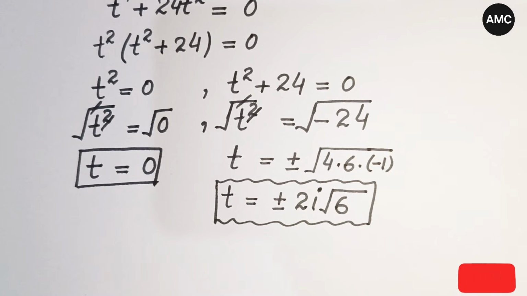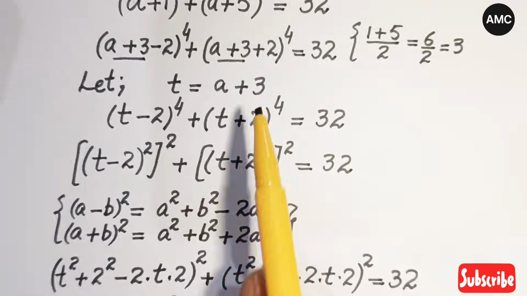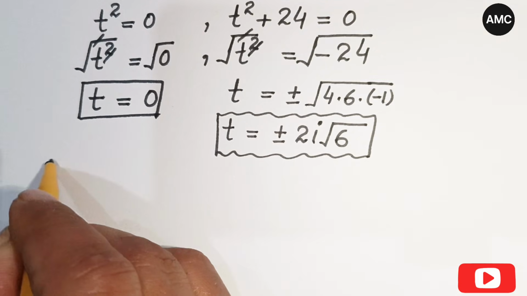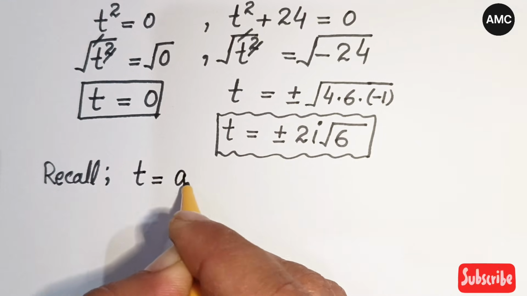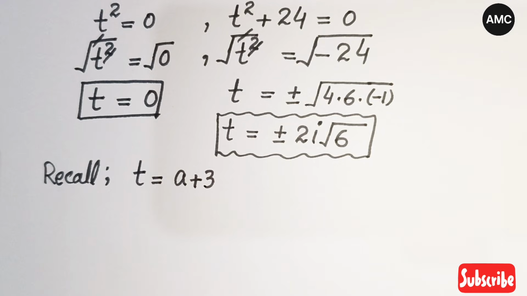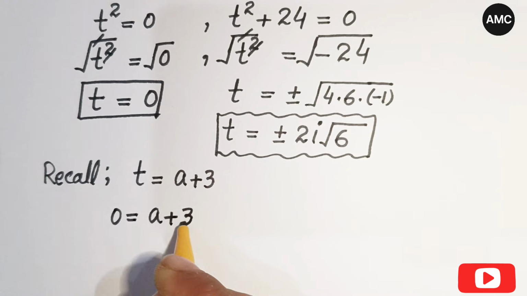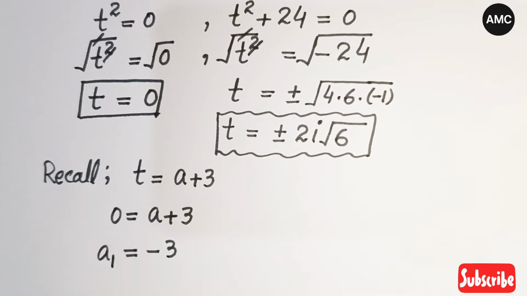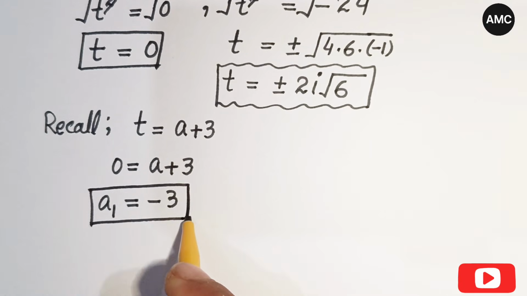Now as we have just written, t is equal to a plus 3. Recall this equation: t is equal to a plus 3. So when t is equal to 0, we have 0 is equal to a plus 3. By rearranging we get a is equal to minus 3. So it is our first value of a, that is a real value.